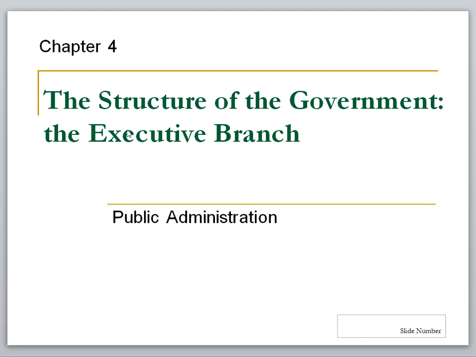The lecture will introduce or discuss the structure of the government, the executive branch. It's chapter 4 in our textbook. Actually, I have customized the chapter. The chapter was about the American structure of the government, and of course we are dealing with Egypt, not with the United States, so I made some adjustments to the chapter for us in this course.